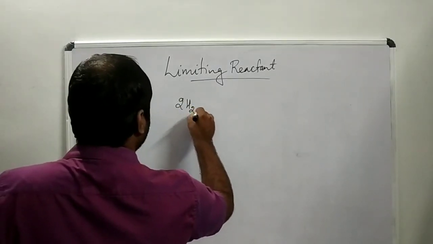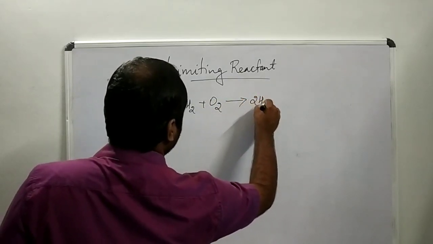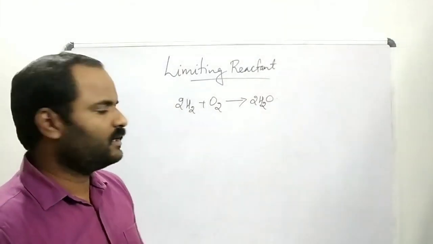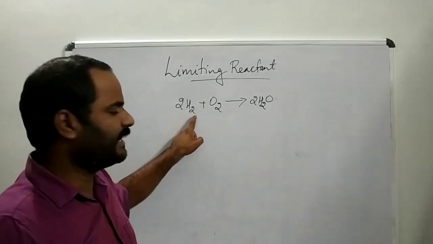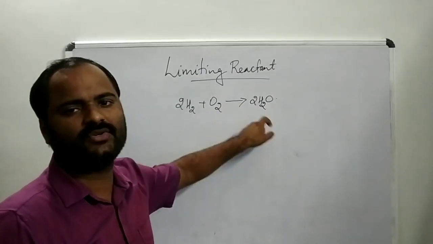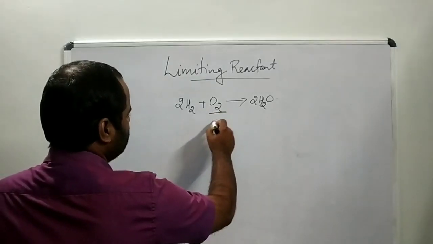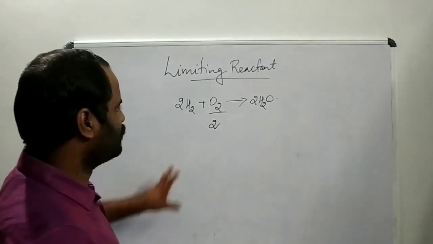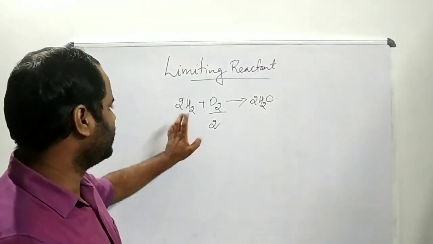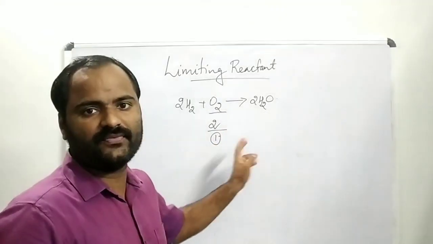2H2 plus O2 gives 2H2O. This is the formation of water. Here 2 moles of hydrogen react with 1 mole of oxygen, and we get 2 moles of water. Instead of 1 mole of oxygen, if we take 2 moles of oxygen, what happens? After the reaction, 1 mole of oxygen will be left over.